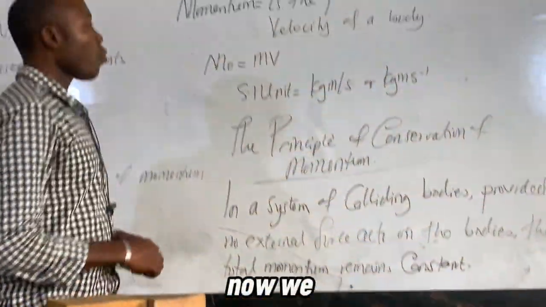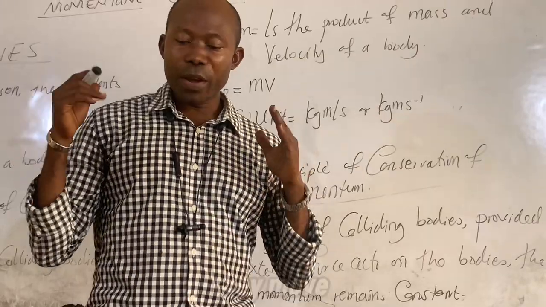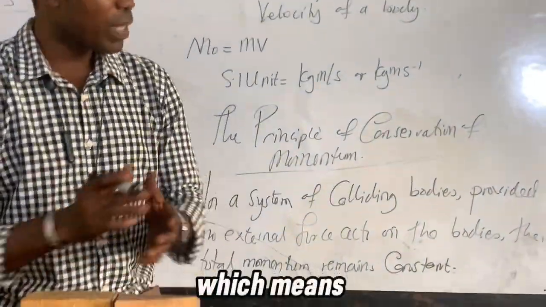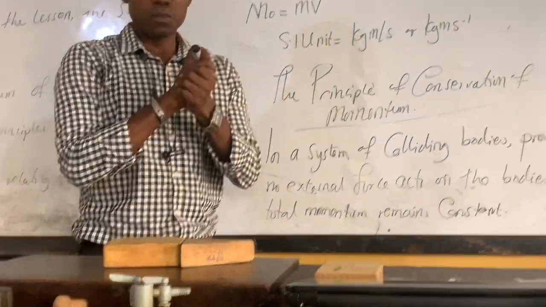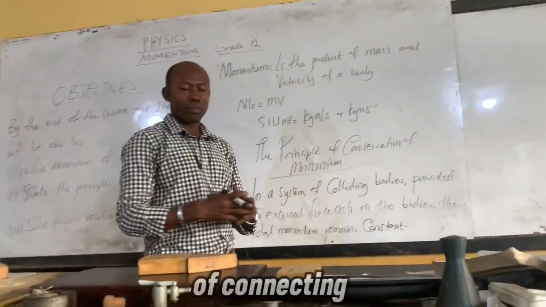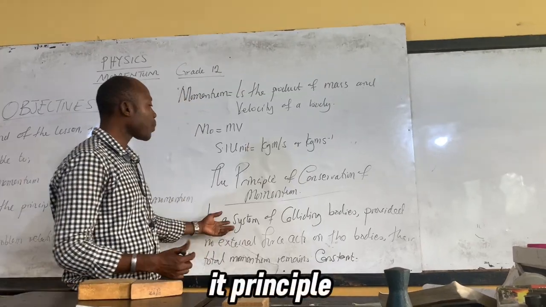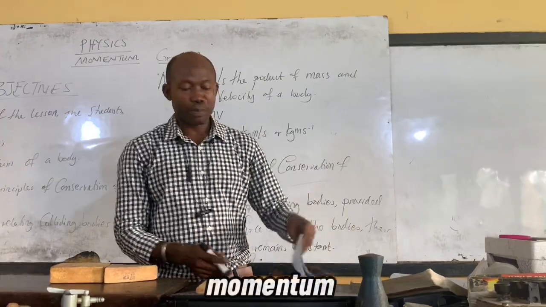Now, we demonstrated that when two objects collide and they move with the same energy, the same momentum, which means that they maintain their velocity, their momentum and energy. So in this way, we form a conservation of kinetic energy and momentum. So we call it the principle of conservation of momentum. Let's solve some questions regarding momentum.